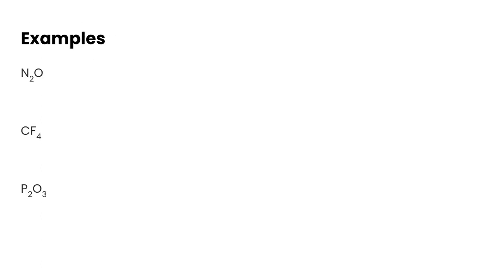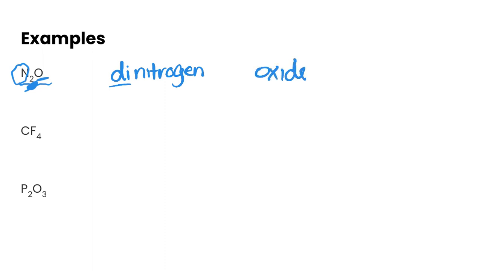Okay, so let's take a look at some examples together. So we're going to take a look at this first one, N2O. So we're going to, again, identify this first element is nitrogen. But we have two of them. So we need to add di in front of the nitrogen. That's our Greek prefix. Our second element is oxygen or oxide. And then because there's just one of them, we need to add the mono in front of it, or it becomes dinitrogen monoxide.